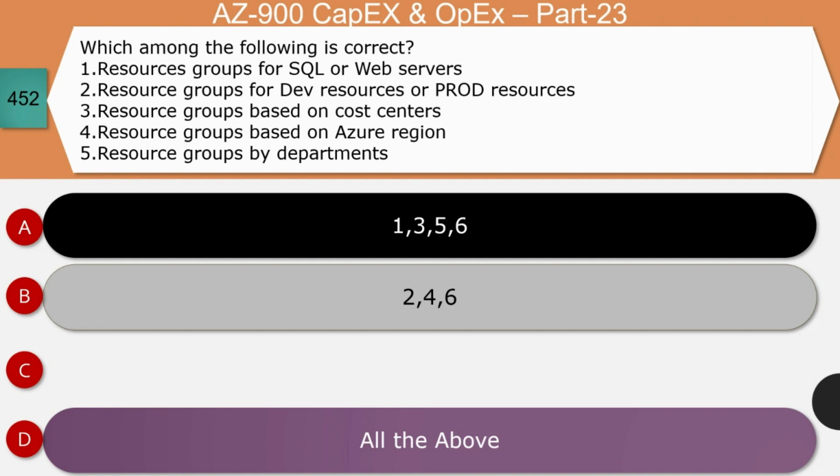Next question, which among the following is correct? Resource group for SQL or web servers. Resource groups for dev resources or prod resources. Resource groups based on cost centers. Resource groups based on Azure region. Resource groups by department. Which one among them is correct? The right answer for this question is all the above. That is, you can create a resource group for any of the options as stated here. So the right answer for this question is option D.